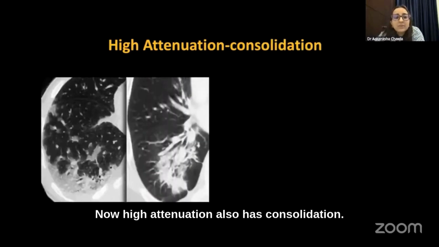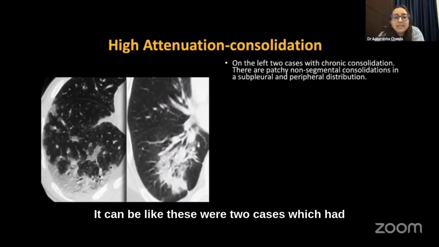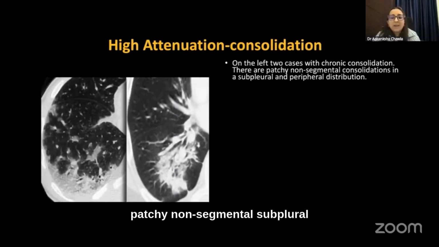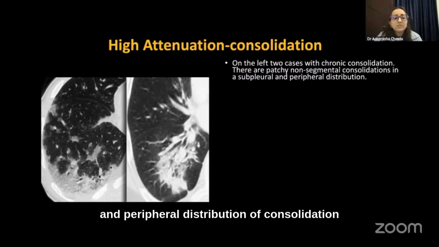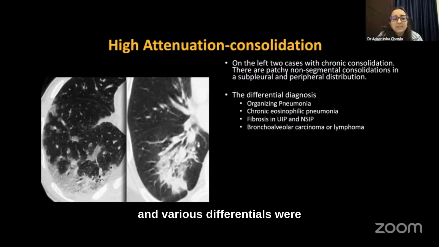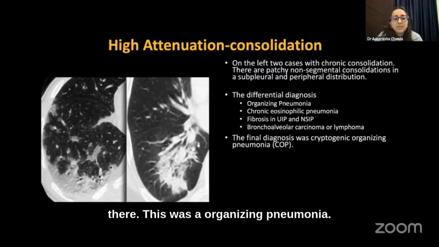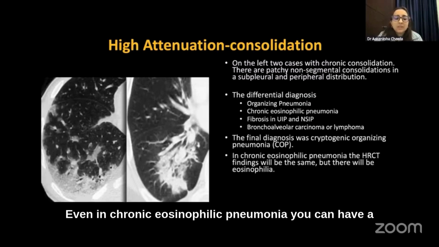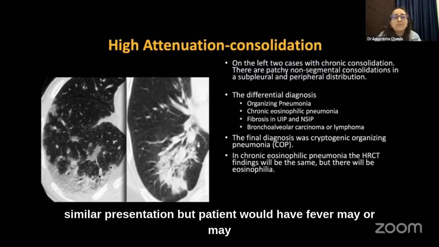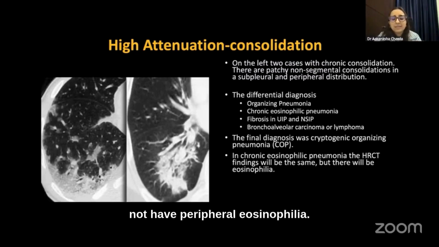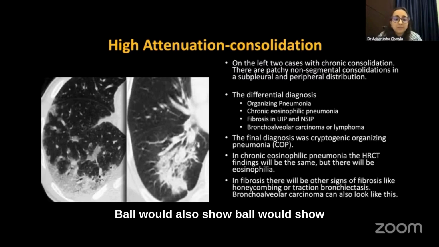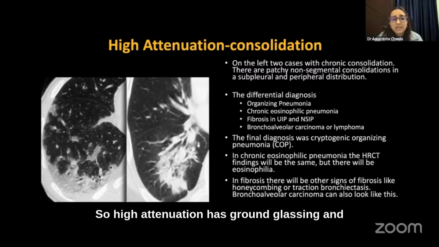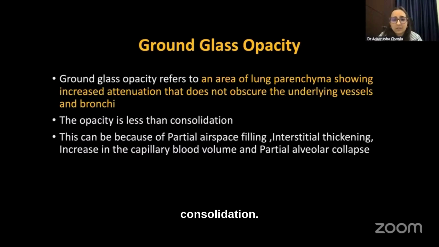Now, high attenuation also has consolidation. These were two cases which had patchy, non-segmental, subpleural, and peripheral distribution of consolidation, and various differentials were there. This was a case of cryptogenic organizing pneumonia. Even in chronic eosinophilic pneumonia, you can have a similar presentation, but the patient would have fever, may or may not have peripheral eosinophilia. BAL would show more than 25% eosinophils. So high attenuation has ground glassing and consolidation.